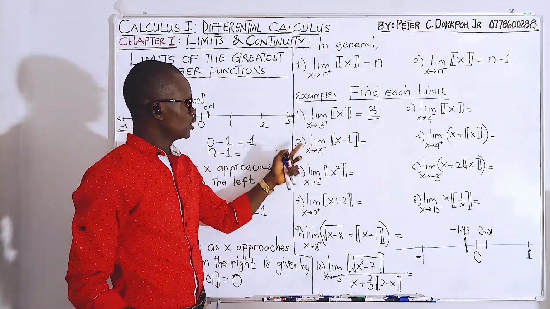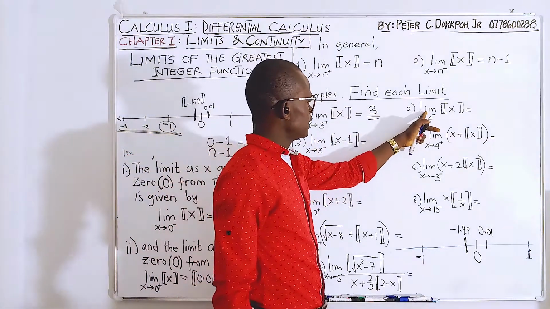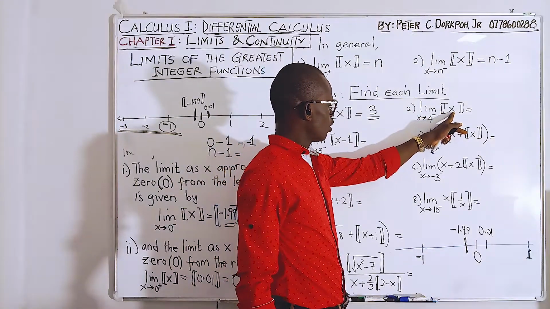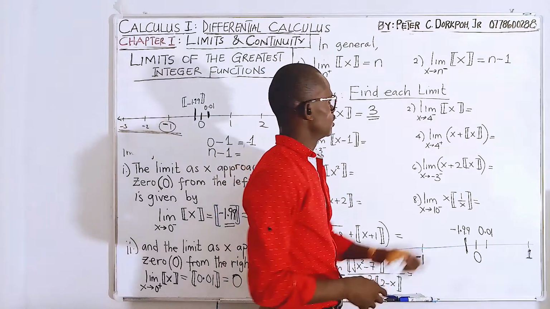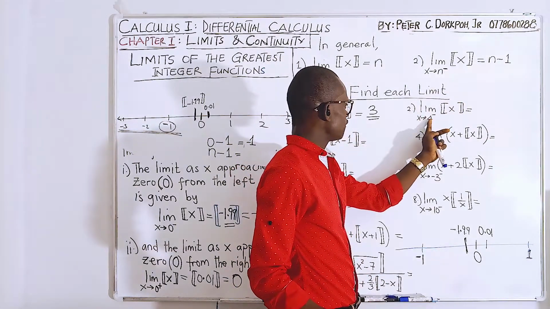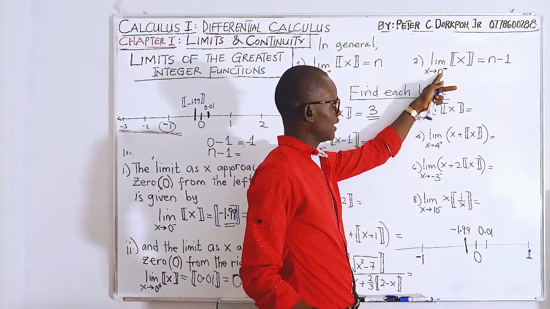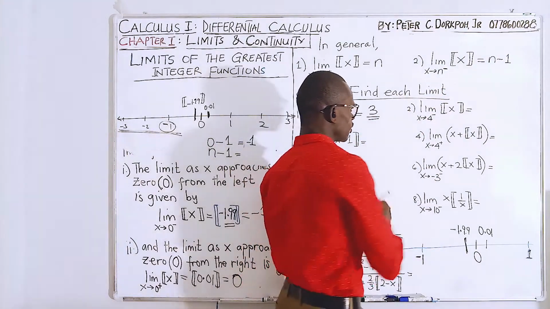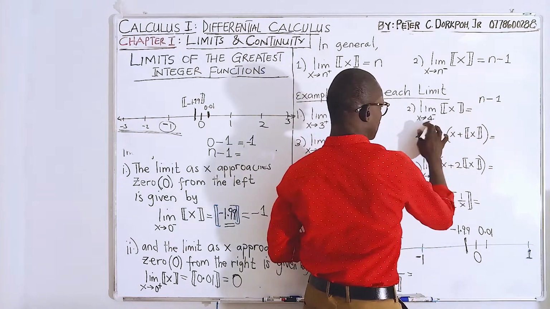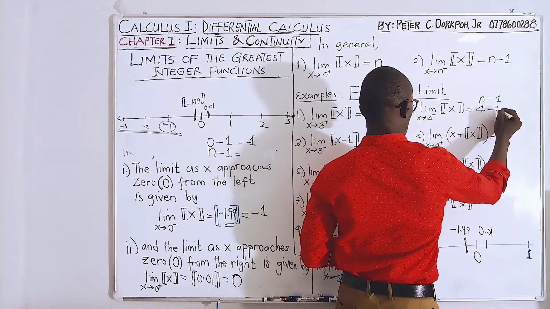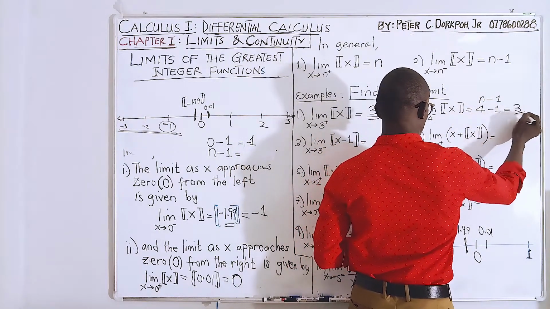Now let's continue. Question 2 says the limit of the greatest integer of x as x approaches 4 from the left. Since it is approaching a particular value 4, which represents n, from the left, it is just equal to n minus 1. Our n now is 4 minus 1, which equals positive 3.